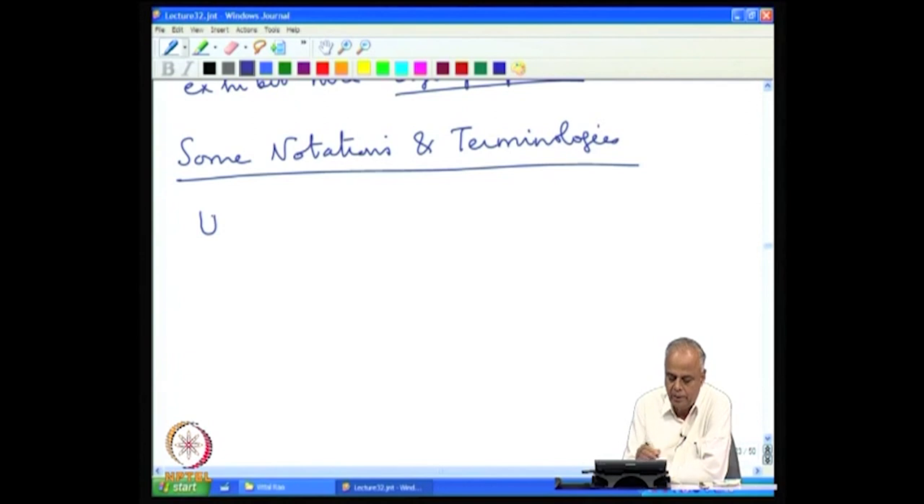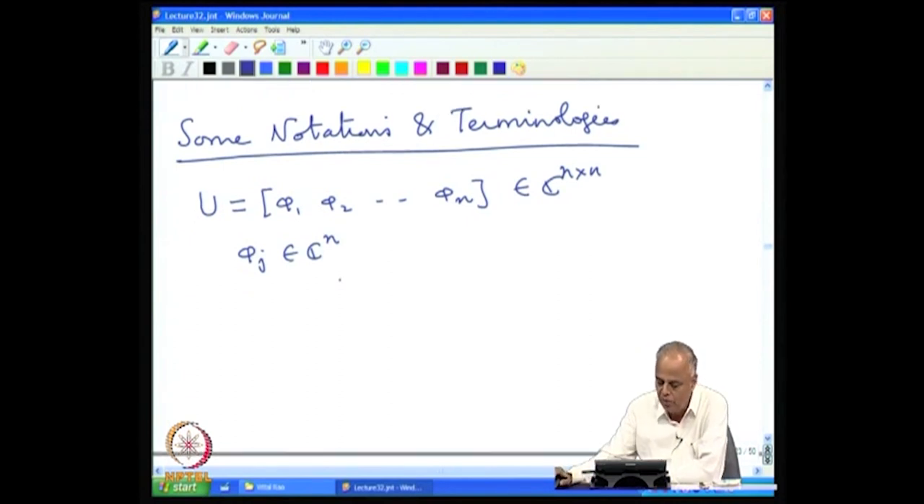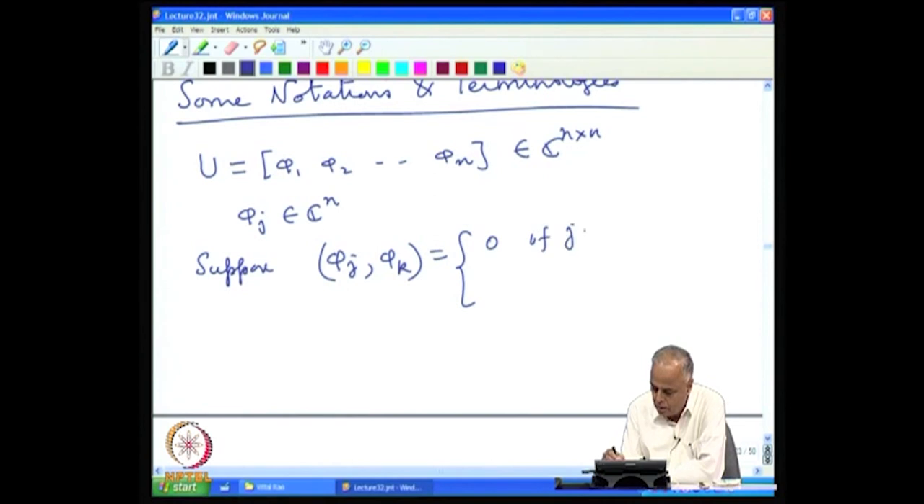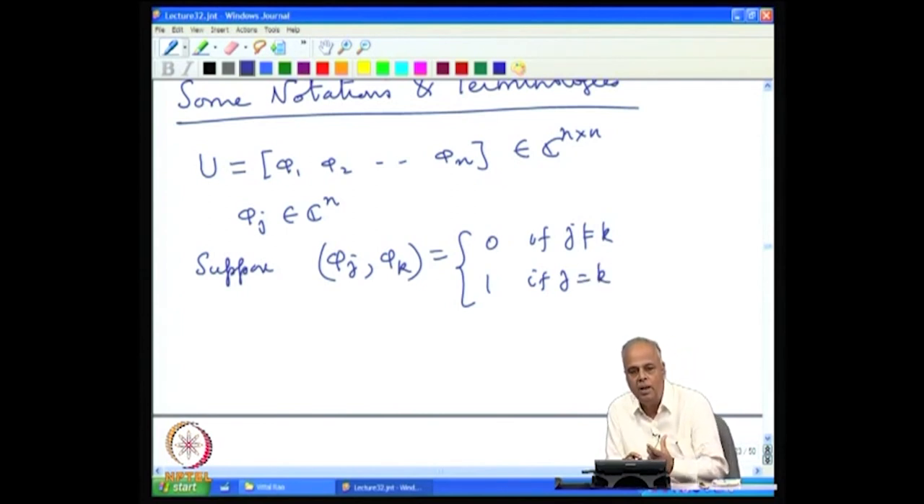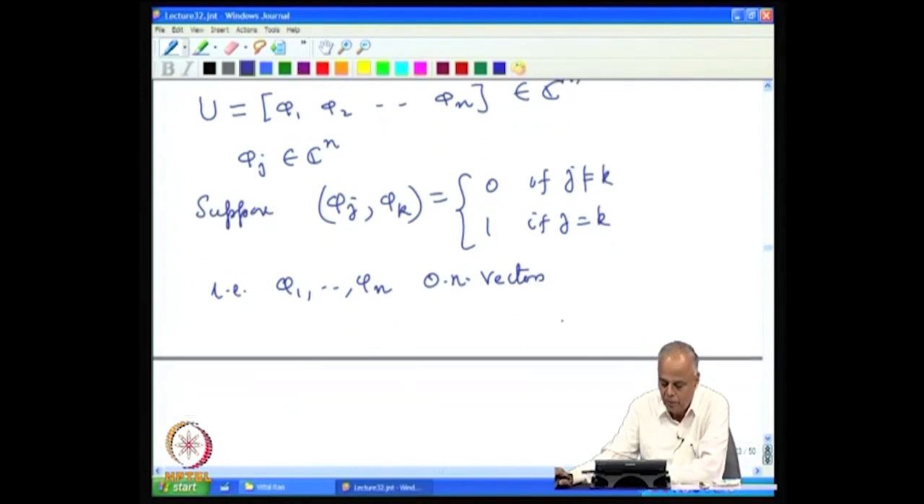Let us say U is a matrix whose columns are phi 1, phi 2, up to phi n. So, U is a matrix, therefore, each phi j belongs to Cn. Each column is an n component vector. So, we have a matrix U whose columns are phi 1, phi 2, up to phi n, and suppose the inner product of phi j and phi k is the Kronecker delta. What does this mean? This means that phi j and phi k are orthogonal to each other, and each vector has length 1, which means the phi j are orthonormal vectors. So, a matrix U in which the columns form an orthonormal set of vectors.